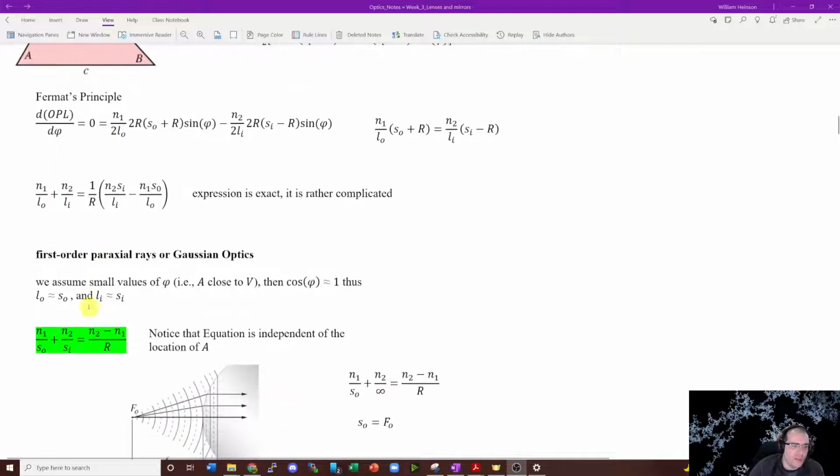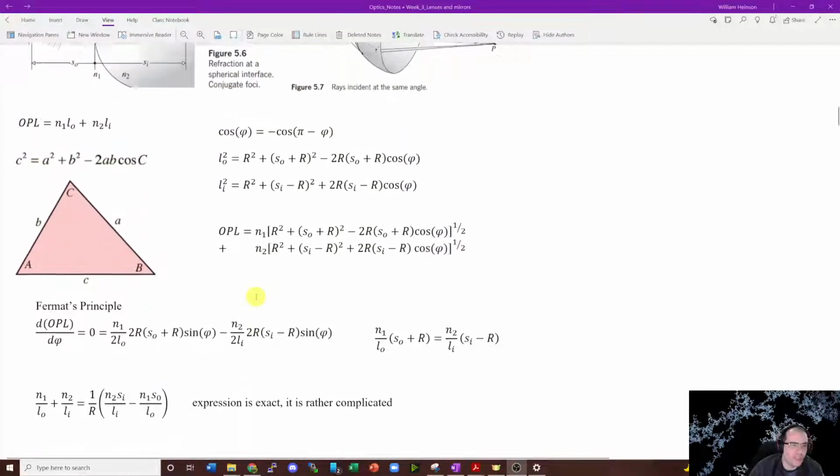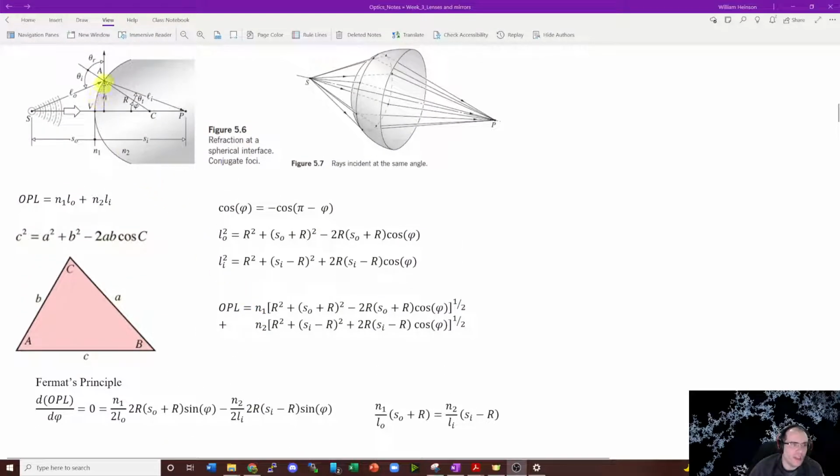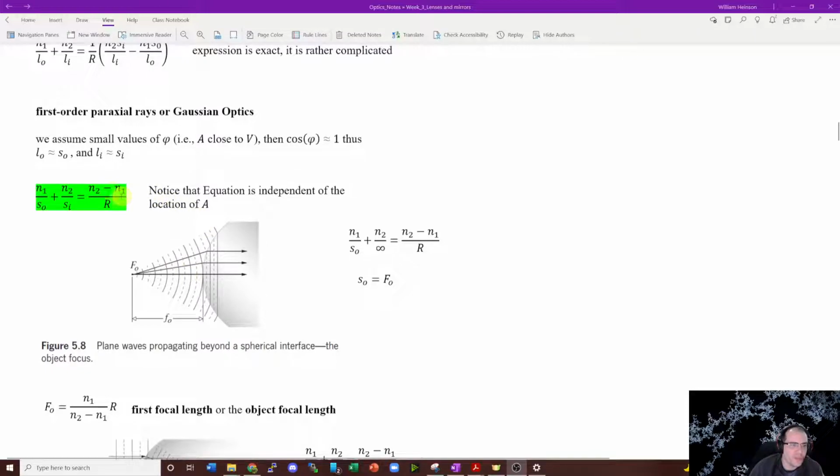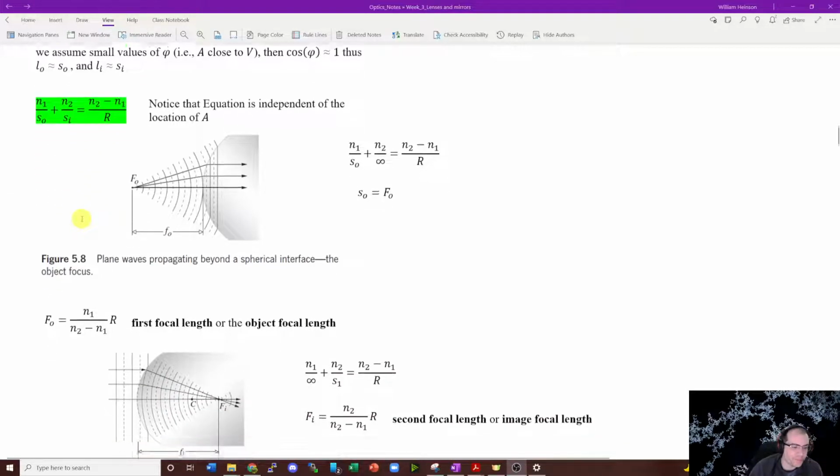Then we said, okay, we're going to do first order paraxial rays, or Gaussian optics, where we assume small values of our angle. So A is close to V. A is here, V is here. So the curvature is very large, so this doesn't deviate from that peak very much. And if you do that, the cosine becomes close to 1. Thus, we got this equation here. And this is the equation we're going to use to derive our thin lens.